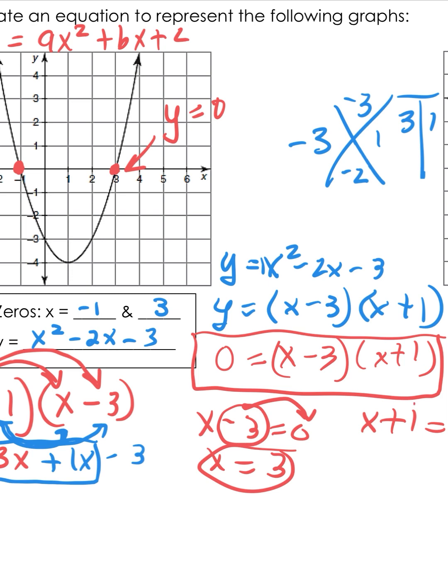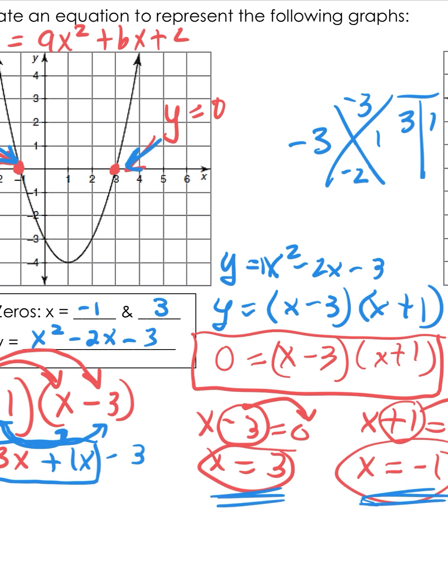And then this 1, I'm going to move that to the other side of this expression and I get x equals negative 1. And these two numbers, do they look familiar? They should, because those are the zeros of this equation. So negative 1 and positive 3, those values can be found by factoring the standard form and then setting that standard form equal to 0 and solving for x using the zero product property.